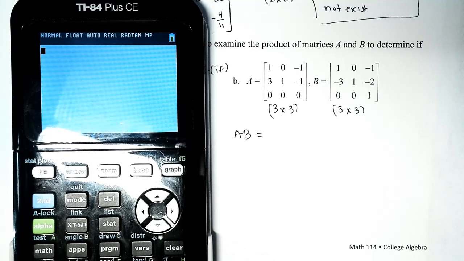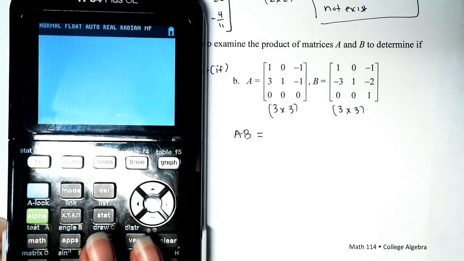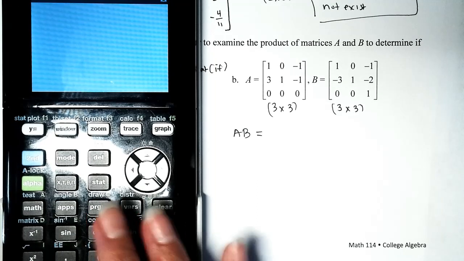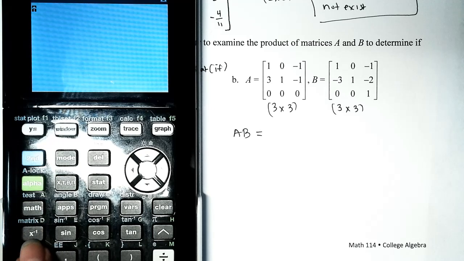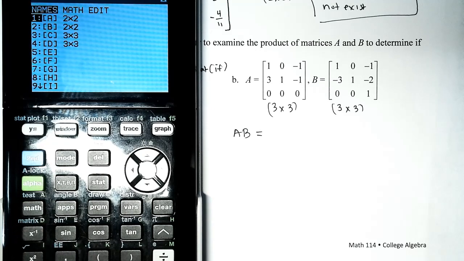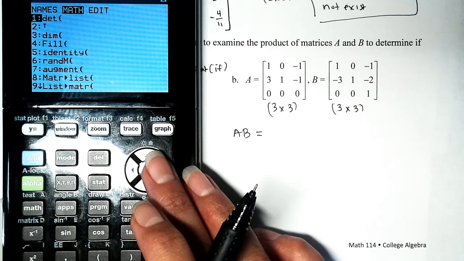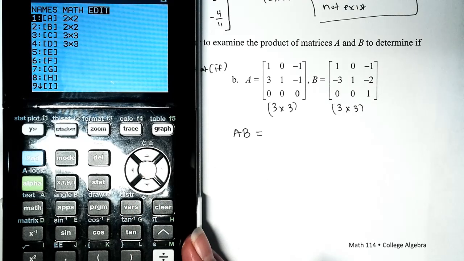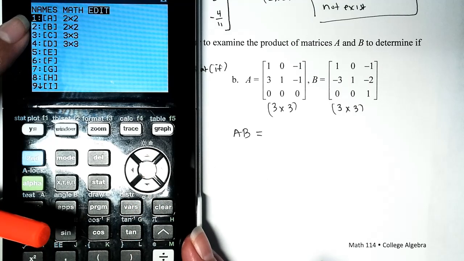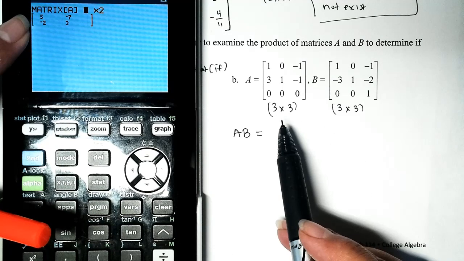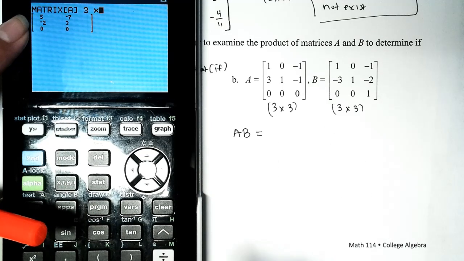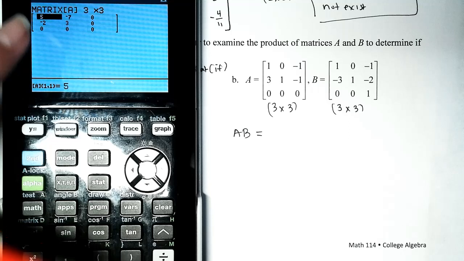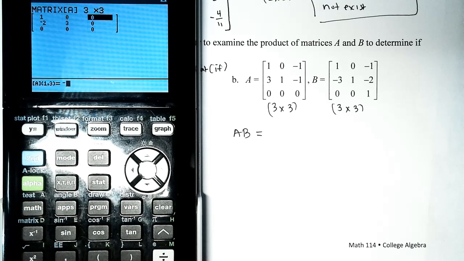So let me clear this because it's in my way. So let's go back to the matrix page. So we're going to do second matrix, again the x to the -1 key. We want to edit matrix A. So we use our side arrows. We already have matrix A highlighted. So enter. The dimensions are 3 by 3. Go ahead, apply your texting skills to edit. So 1, 0, -1, 3, 1, -1, and then 0 all the way.